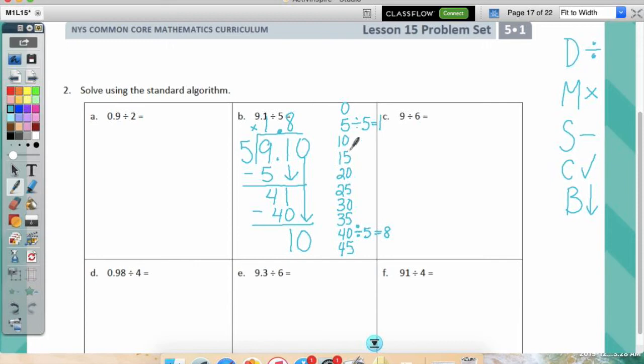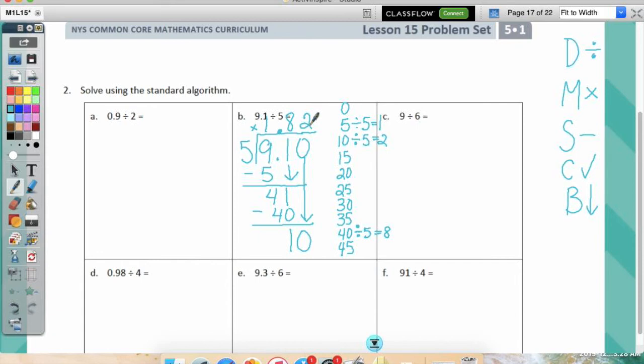Which number to the side is closest to 10? 10. What am I dividing by? What's 10 divided by 5? Where do I write the 2? Directly above the 0. Okay?